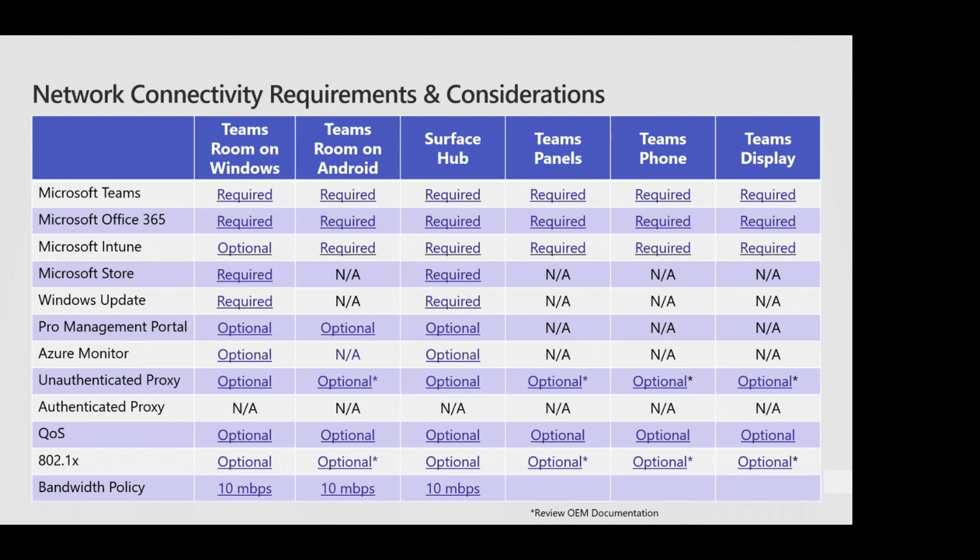And most of these tie back to our standard networking connectivity principle docs, which is aka.ms/PNC. We do want to bypass proxies whenever possible. I also want to call out the Microsoft Store and Windows Update reference here, which are particularly important for MTR on Windows and Surface Hubs.